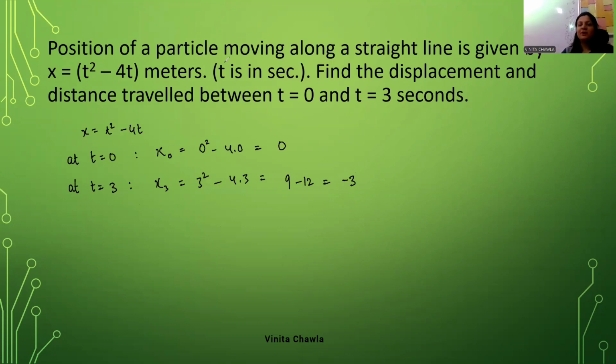The object is moving in a straight line. Why is this distance negative? Why is this value of x negative? It is on the negative side of the x-axis.